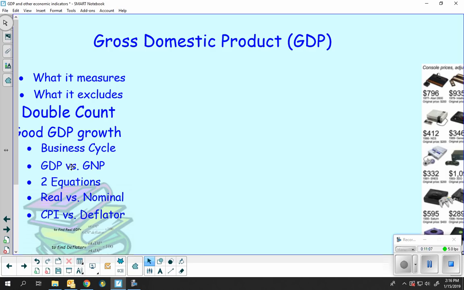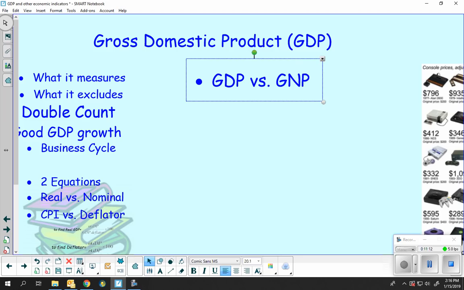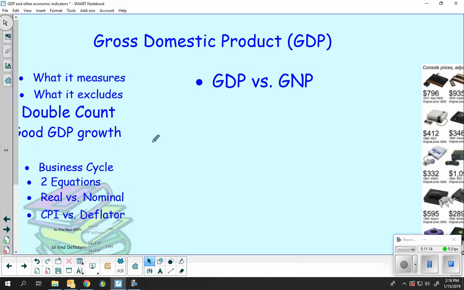So, let's do GDP versus GNP first, or next. I know we're going out of order. I'll move that one down. So I like to make a little Venn diagram for GDP and GNP.